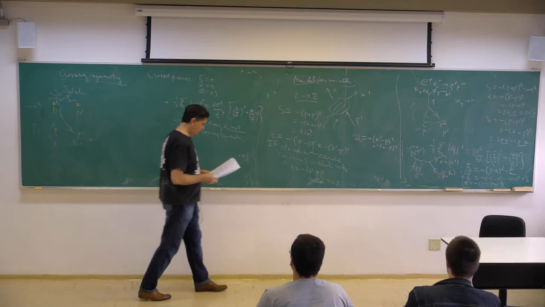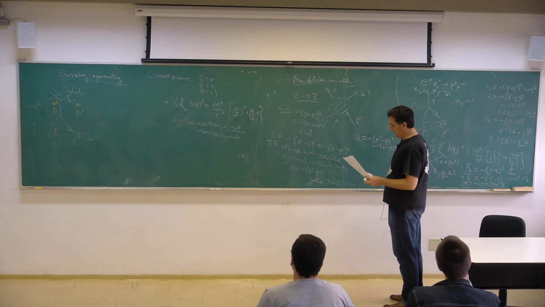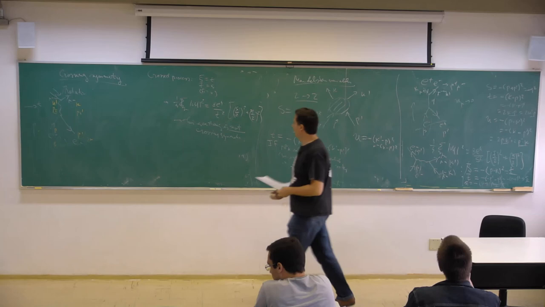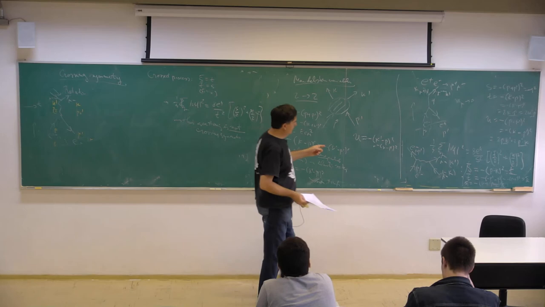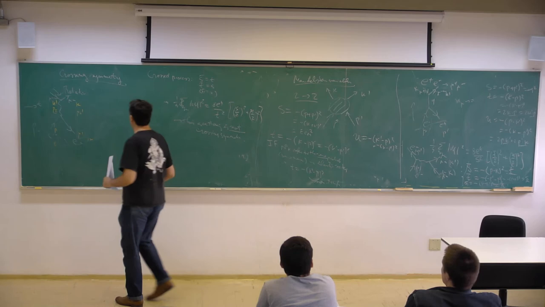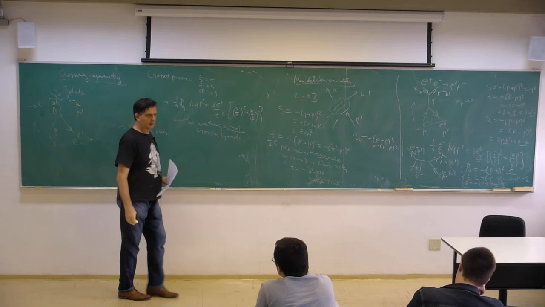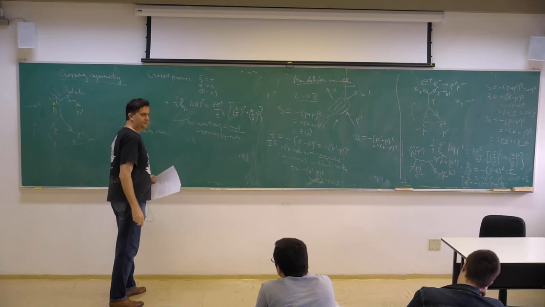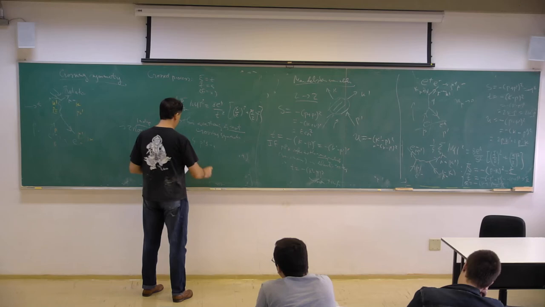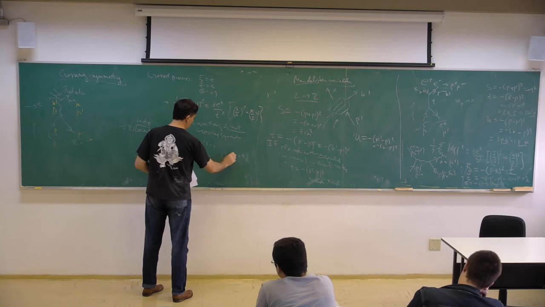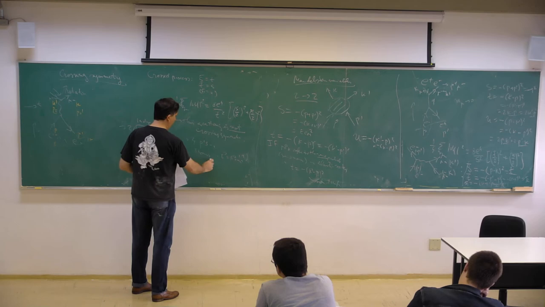All right, let me note one thing. I said that these things are Lorentz invariant, but how many Lorentz invariants do we have? It turns out that for 2-to-2 scattering, there are two independent Lorentz invariants. We can see this easily. We have four momenta, but each one has three independent components because they're related by E squared equals p squared plus m squared.